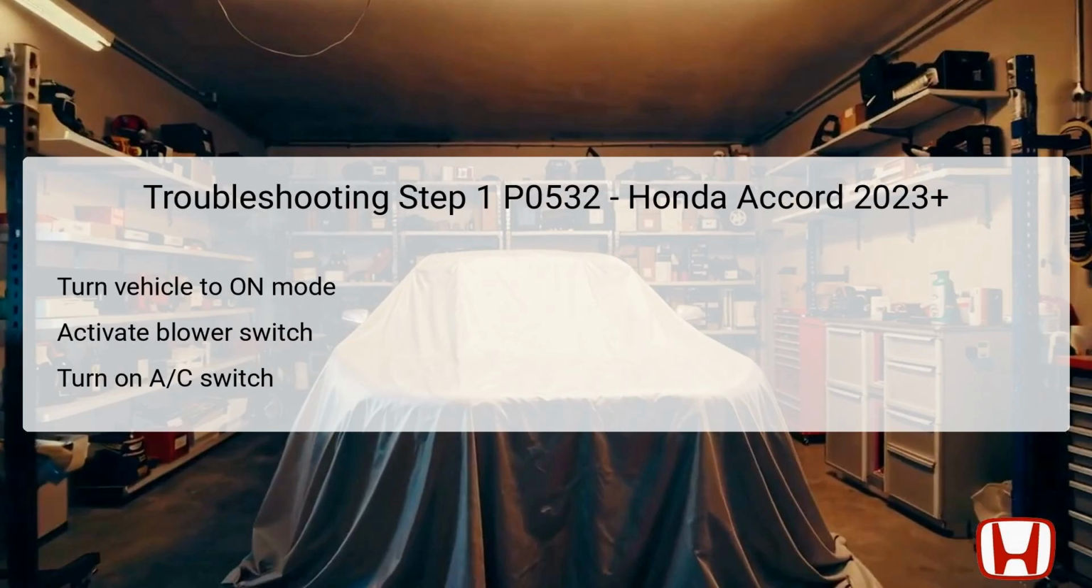The first step in troubleshooting DTC P0532 involves preparing the vehicle for diagnostic testing. Start by turning the vehicle to the on mode, which powers up the electrical systems without starting the engine. Following this, the blower switch needs to be activated to ensure that the vehicle's air conditioning system is functioning in a manner that allows for accurate testing.